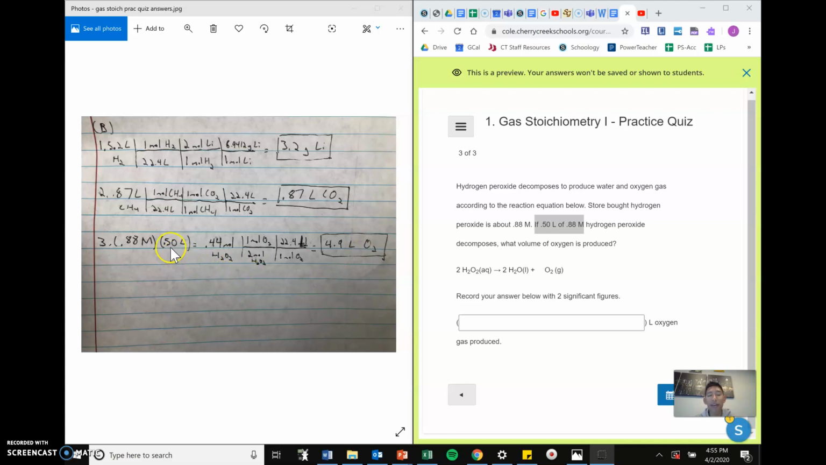So if half a liter of hydrogen peroxide decomposes, this much oxygen gas will be produced. And we figured that out by calculating moles and using stoichiometry to go all the way to liters of O2. And this is all done at STP, standard temperature and pressure, which is why we can use this 22.4 liters for 1 mole conversion. I hope that helps.